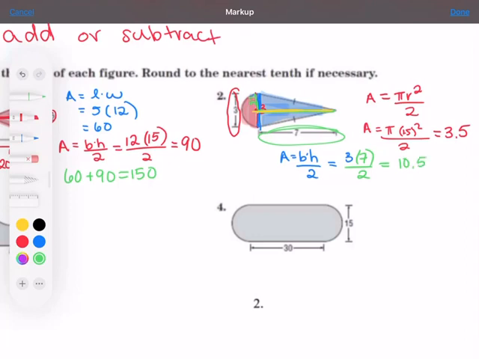Now for this, we're going to have to add the areas together. So we have 3.5 plus 10.5, and that gives us 14. Okay? So remember, find the area of one, find the area of the other shape, and that's all you have to do. Pay attention. A lot of people make mistakes when we have semicircles. They forget to divide by 2. So make sure if you have a semicircle, you are doing that. Okay?